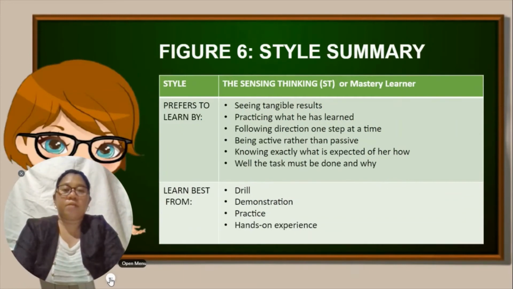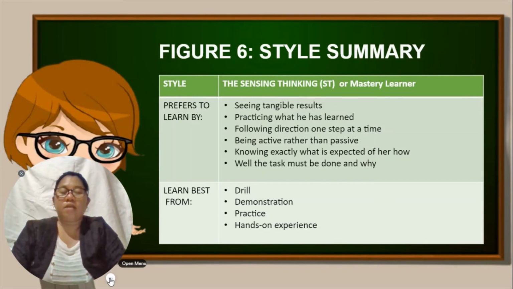So, good morning, classmates. My report is about the style summary. There are 4 learning styles introduced by Harvey Silver and Hanson. The first one is the sensing thinking or mastery learner. The second one is the sensing feeling or interpersonal style. And then the third one is intuitive thinking or understanding style. And the fourth one is intuitive feeling or self-expressive style.